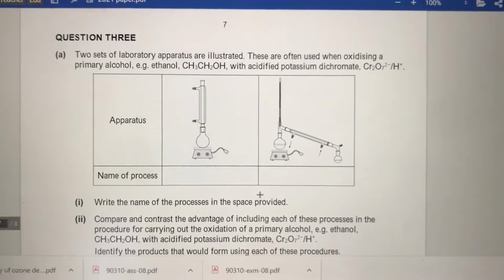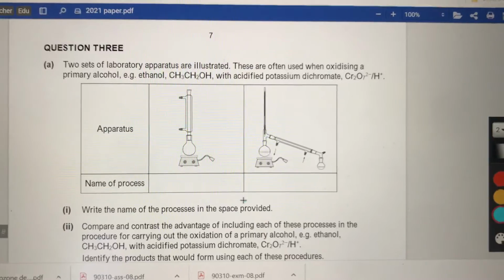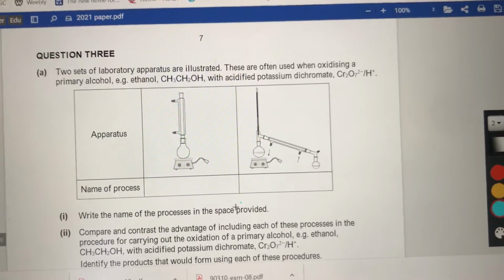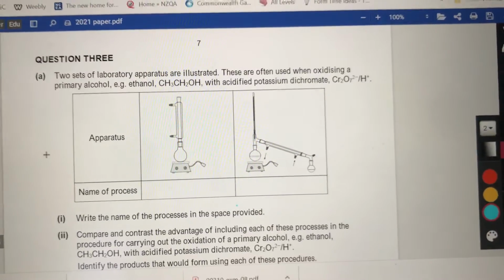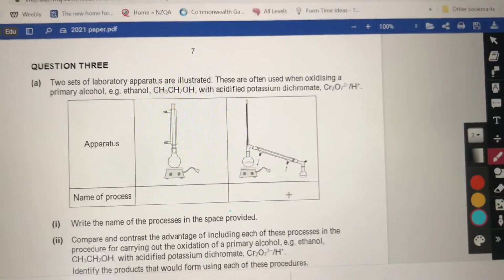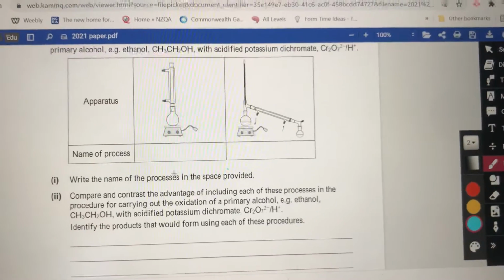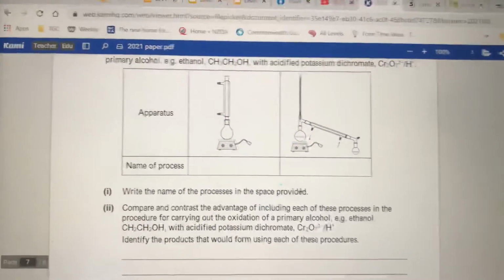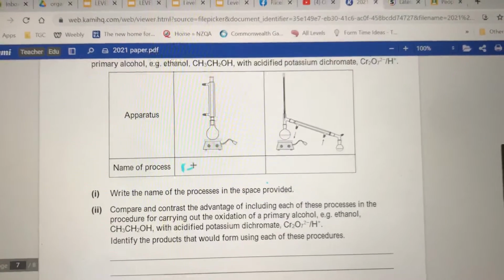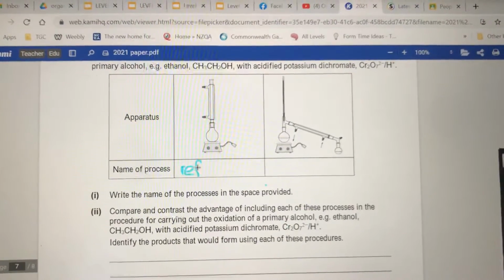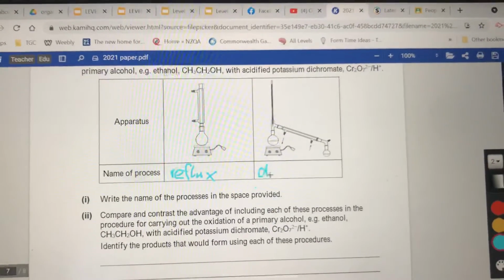Alright, last question on the Organic 2021 topic test. So we're starting off with our distillation and reflux question, which is one that you can expect to come across. And this one starts off by asking you to name the process used for each one of these. So you don't even need to worry about what they're doing in this case, you just need to look at the setup. So this is our reflux, it's vertically set up, and this is our distillation.